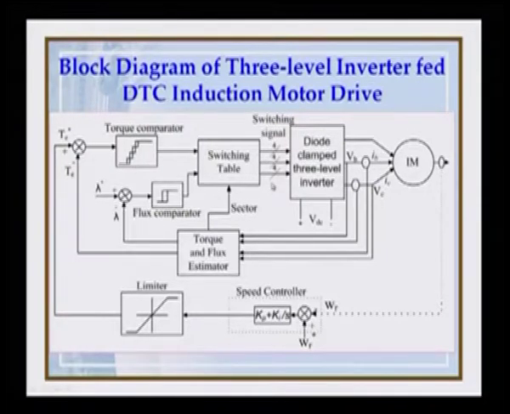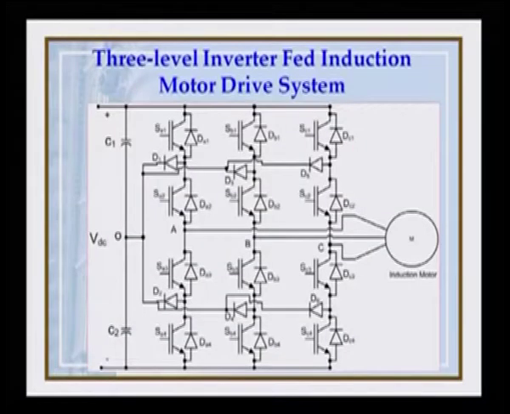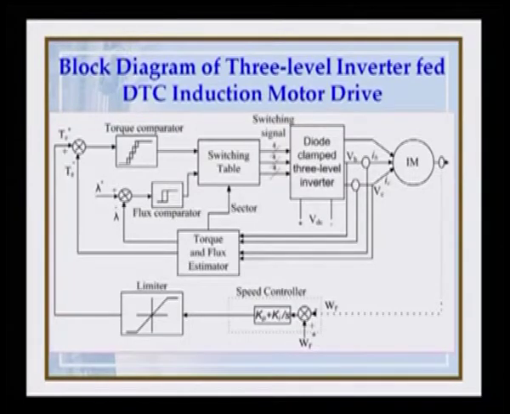We have in fact a 3-level inverter, and in a 3-level inverter we have 12 possible switches. Per phase we have 4: 1, 2, 3 and 4. This is for phase A, and similarly for phase B we have again 4 switches. Phase C also has 4 switches. So, in total we have got 12 switches. Per phase we have got 4 switching signals. These are the switching signals for phase A 4, phase B 4 and phase C 4.